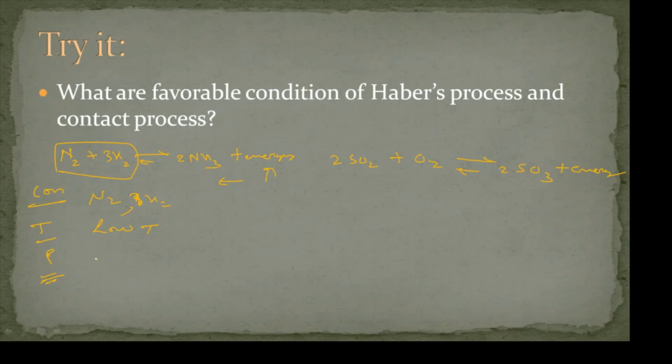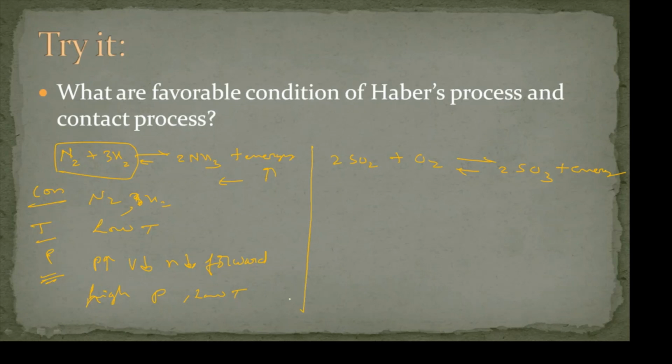Now coming to the pressure. If pressure increases, volume decreases. If volume decreases, number of moles also decreases. So number of moles decreases in which direction? It is in forward direction. So more ammonia will be formed. So that means high pressure and low temperature favor the yield of ammonia in the case of Haber's process.